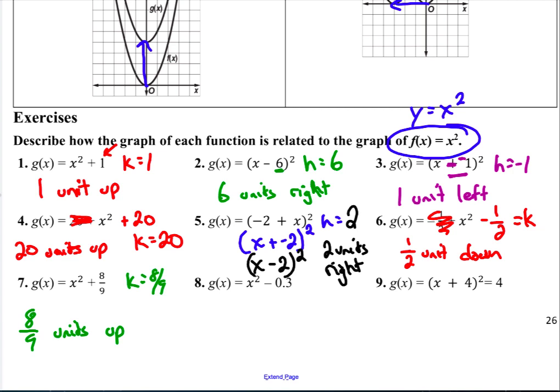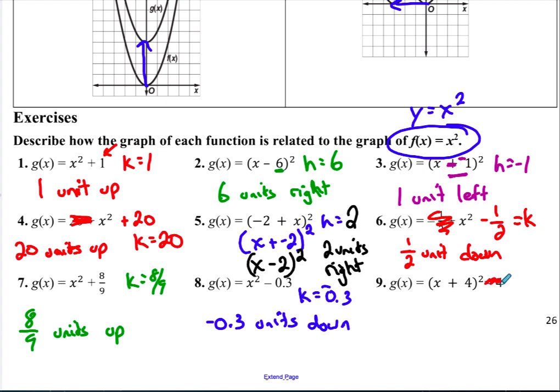Here, I'm subtracting 0.3. So it's after the squared term, so that's my k, negative 0.3. So negative 0.3 units down, because it's headed down.